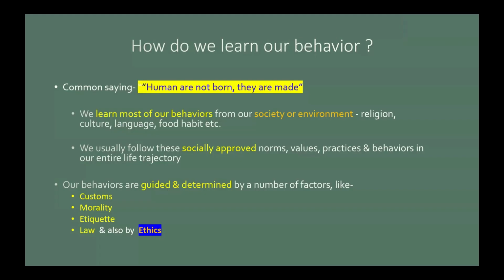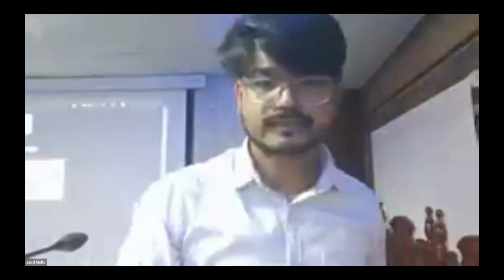We usually follow these socially approved norms. See, knowingly or unknowingly, all of us are following the approved norms. There are certain things that are approved by the society, and there are certain things which are not approved by the society. Socio-cultural norms. So those things which are approved by the norms, we always try to follow those norms. And we try to avoid those things which are not allowed in our existing, I mean, present society. So that is a normal human behavior.